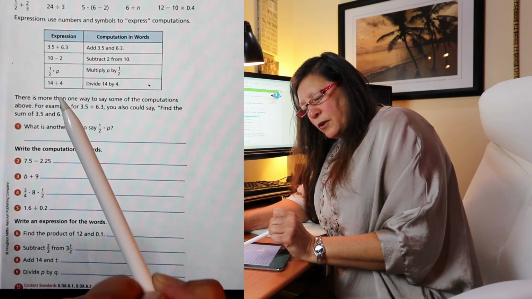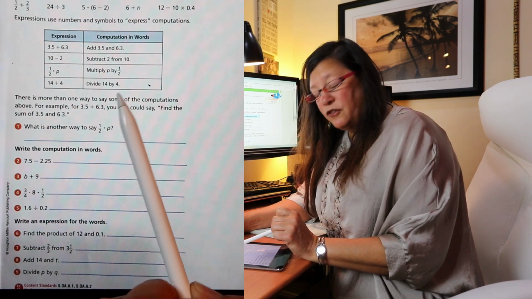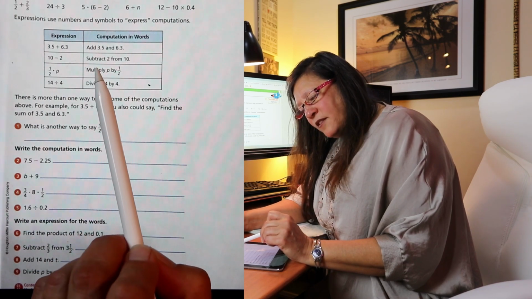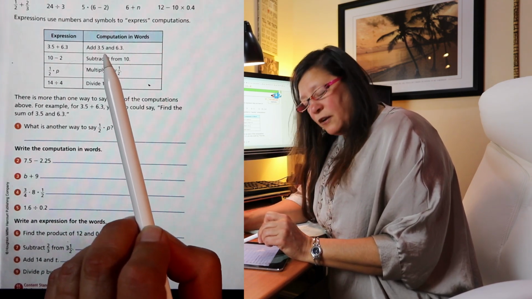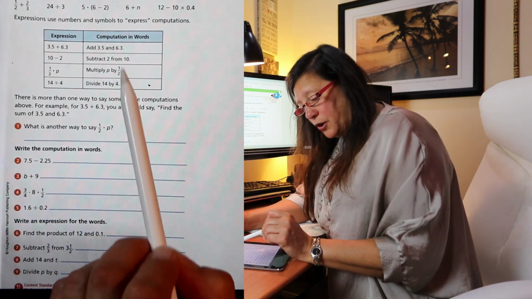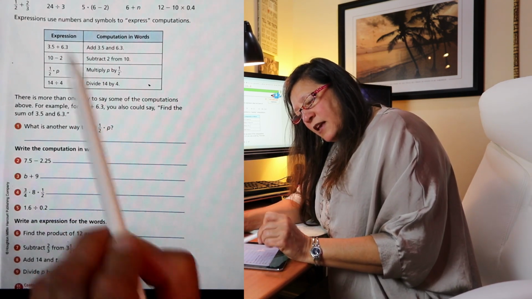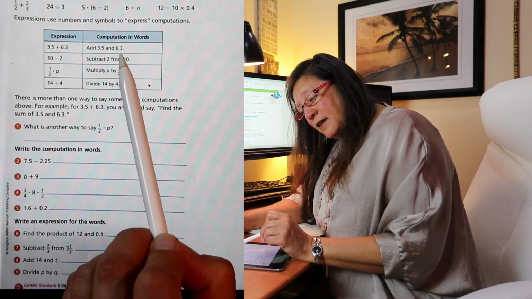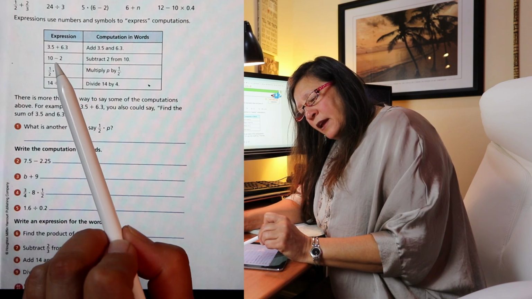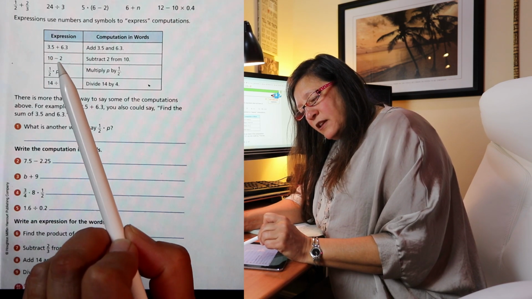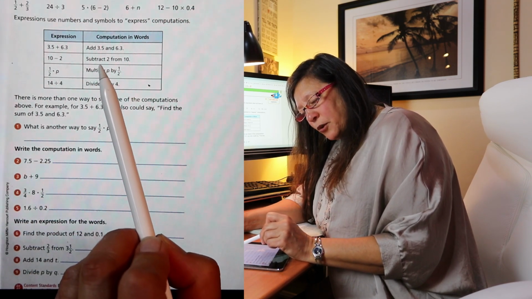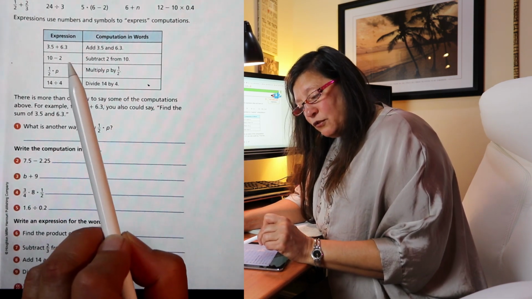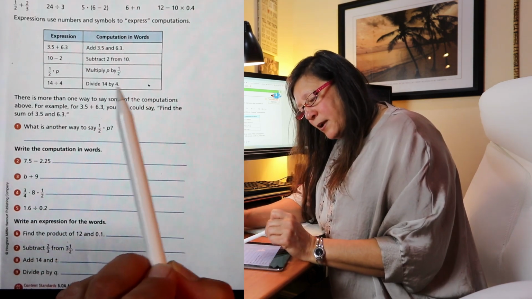Here's an expression written in numbers, and then we have the computation in words. So we have 3.5 plus 6.3. Now what does that look like in words? Always start with your operation word. You look at the sign, that's addition. So we start with the word add, 3.5 and 6.3. Next one, we look at the operation. It is subtraction, so we start with the word subtract. Subtract 2 from 10. So you are taking 2 from 10, not the other way around.